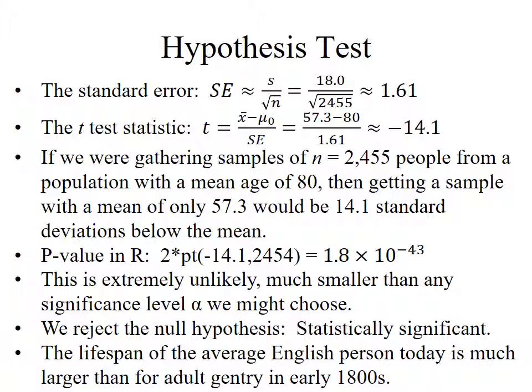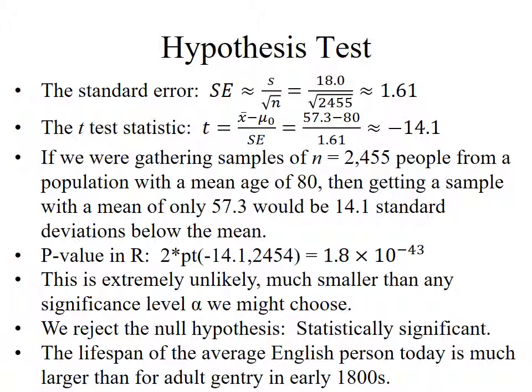This is super astonishingly small. This is extremely unlikely. Way, way, way smaller than any alpha we would choose. Is that smaller than 5%? Yes. Yes, I think it is. So as a result, since this p-value is way smaller than any reasonable level of alpha, we reject the null hypothesis. We have a statistically significant difference.